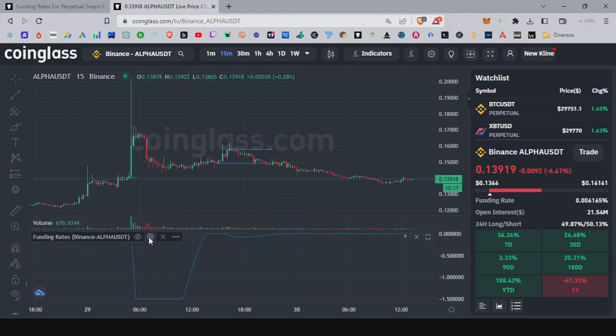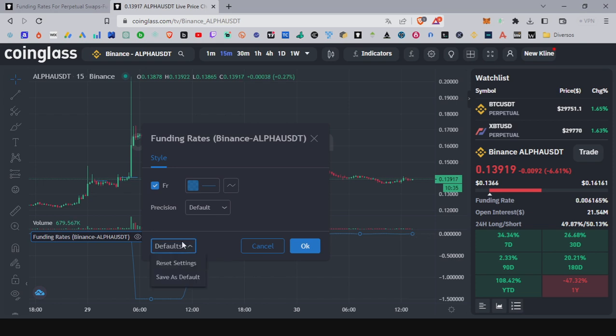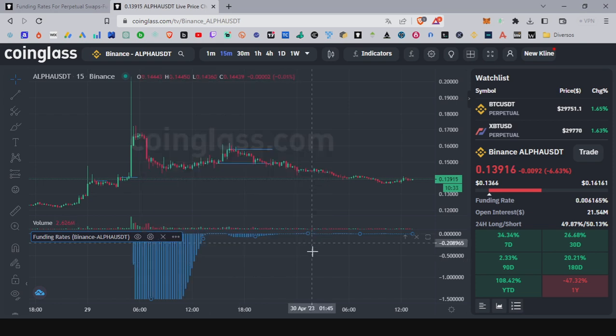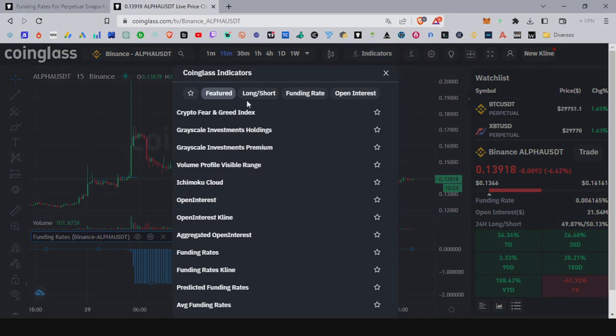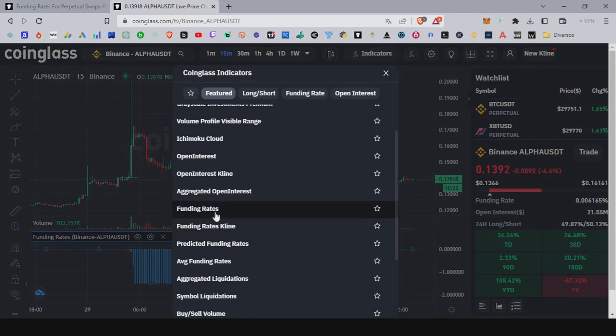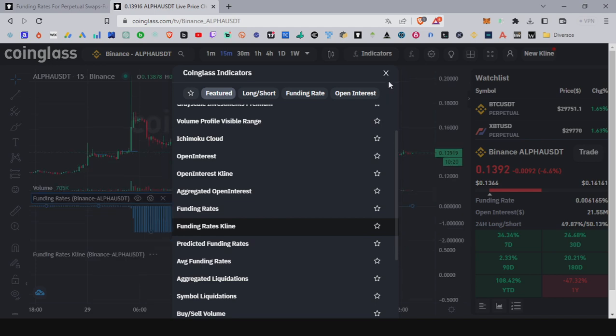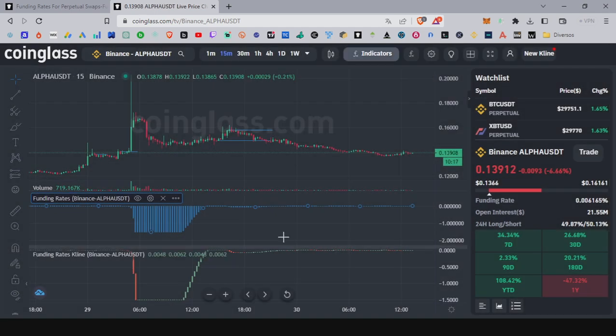Okay, so these are the funding rates. They are not like this. Let me do it like this. Okay, reset settings. So when you apply the funding rate, it will come just like this. Okay, let me add also the other one. Maybe I changed something here, but let's go to the beginning again. Funding rates key line. Nice. You have the funding rate and the funding rate key lines. You choose what you like the best. I don't like the key lines. It's much information that doesn't say anything to me.